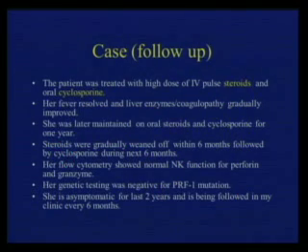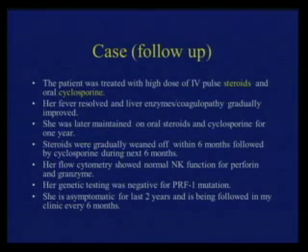So, follow up on my case. My patient was treated with a high dose of IV pulse steroid, and I added oral cyclosporin right away. Her fever resolved, and her liver enzymes and coagulopathy gradually improved. Then she was later maintained on oral steroid and cyclosporin for 1 year. The steroid was gradually weaned off within the first 6 months, followed by cyclosporin during the next 6 months.